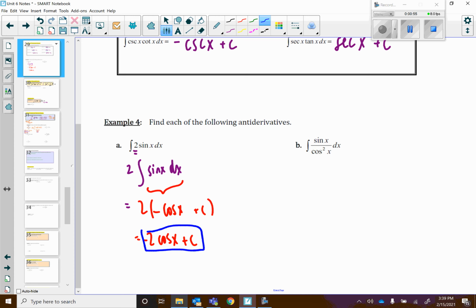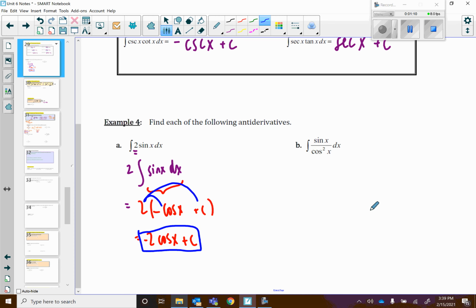And I think someone had asked this during class. I don't really know if I went over it with everyone, but yes, we would be distributing this 2 to the c, so we could write that as 2c, but 2 times a constant is still just a constant.